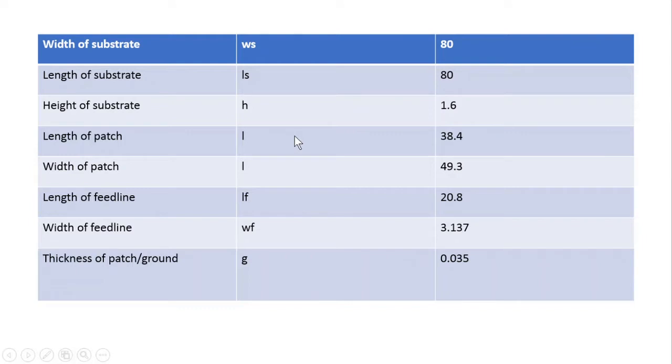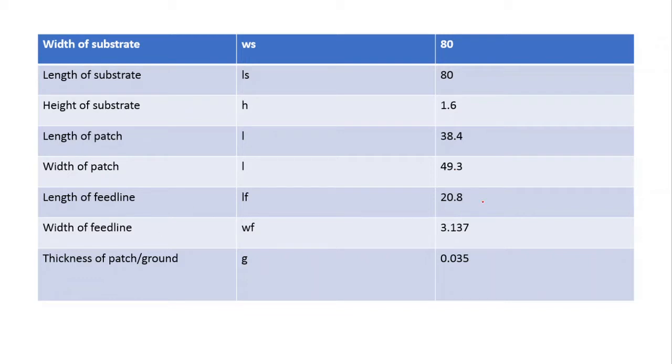And these are the dimensions of the antenna. The width and length of the substrate and ground is 80 mm. The height of the substrate is 1.6 mm. The length of the patch is 38.4 mm. Width of patch is 49.3 mm. Length of feed line is 20.8 mm.